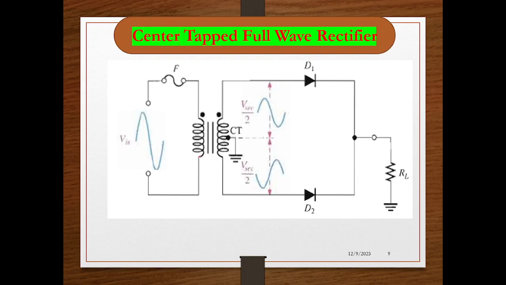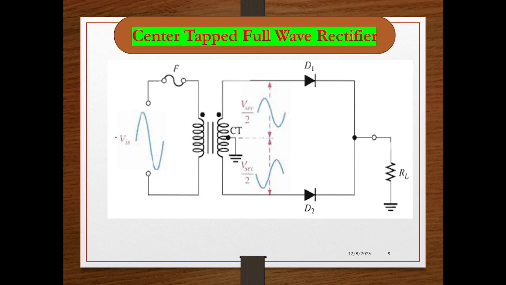Now we try to understand the operation of this center tap full wave rectifier, starting with the role of this center tap transformer. Let us observe this input waveform. This is an input waveform which is AC in nature, because rectifiers are used to convert AC to DC, especially AC to pulsating DC. So this AC signal is fed to the transformer.